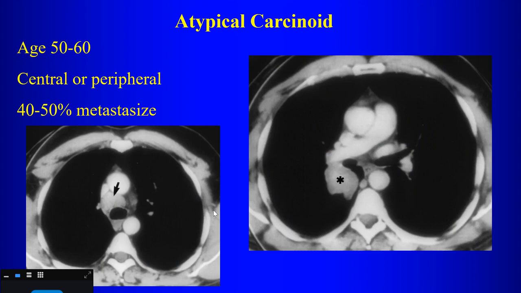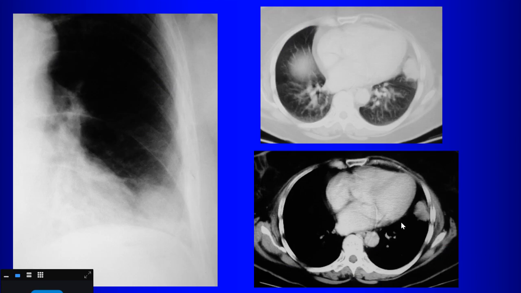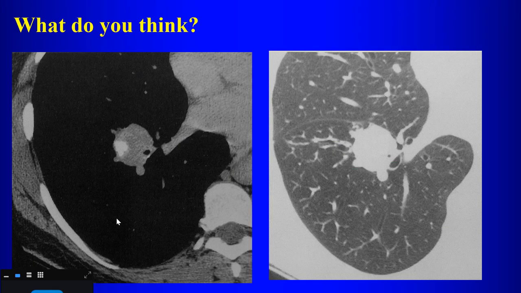Atypical carcinoid is somewhat more aggressive, so this one here has some mediastinal lymphadenopathy, 40 to 50% metastatic disease. Again, think about these tumors if you have a lung mass in a young patient or a patient who's not a smoker. So this was a middle-aged woman who had a tumor here, no smoking history, that turned out to be an atypical carcinoid tumor. So you can include that in your differential. What do we notice about this lesion?